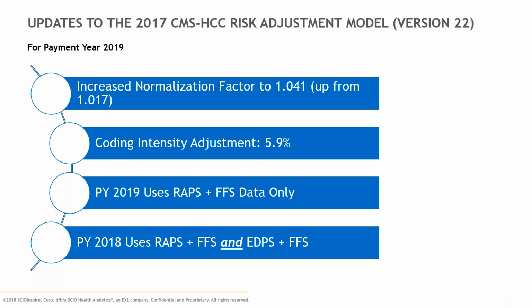And for payment year 19, using the 2017 model, the data source will be RAPS and fee-for-service data. So for payment year 18, for this current payment year, we're using model 22, but it's using RAPS, fee-for-service, and EDPS and fee-for-service.